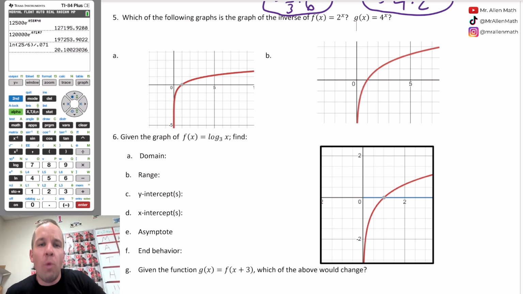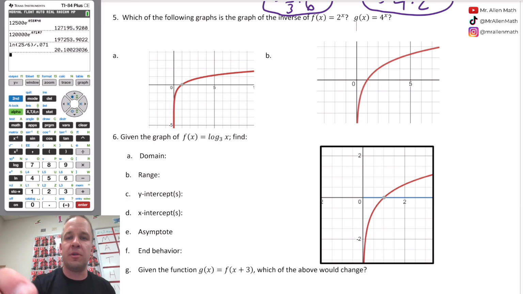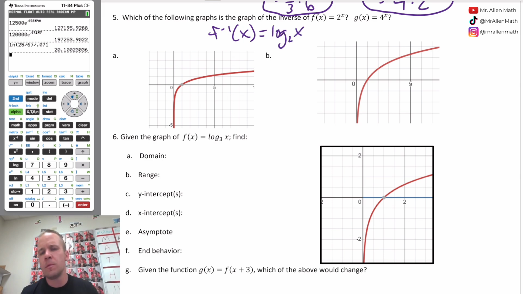Number 5 here. Let's continue. Which of the following is the graph of the inverse of f of x equals 2 to the x? The inverse of f of x equals 2 to the x is log. So f inverse of x equals log base 2 of x. However, it might even be easier not even thinking about what the inverse function is.